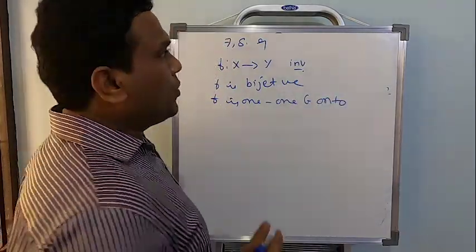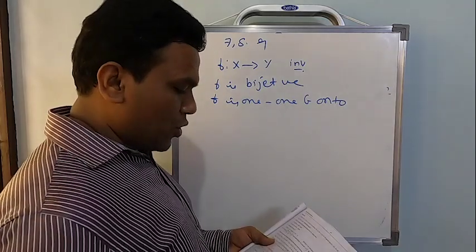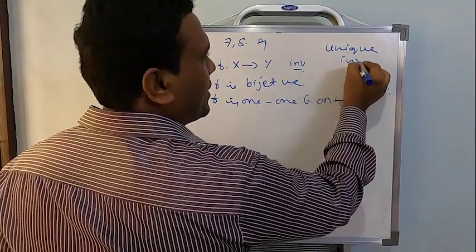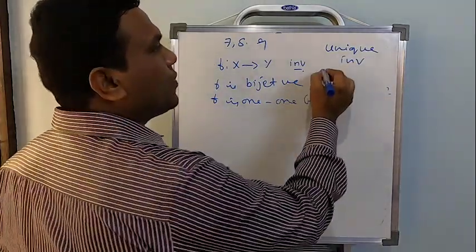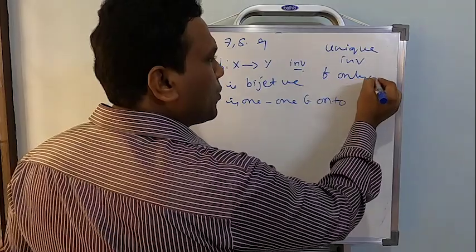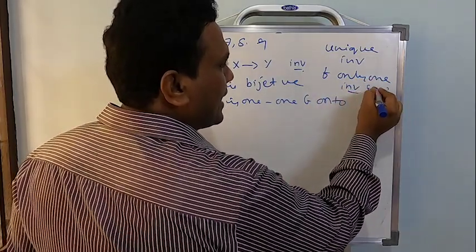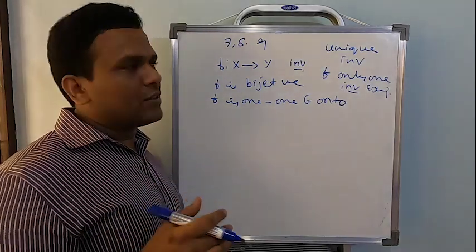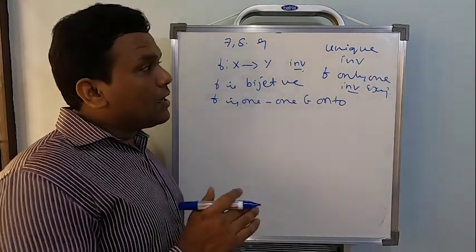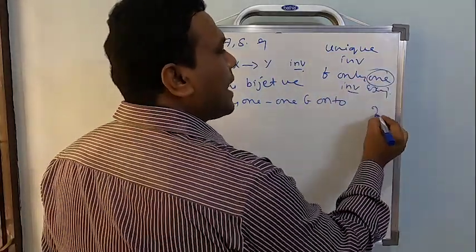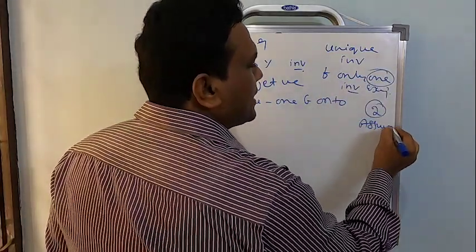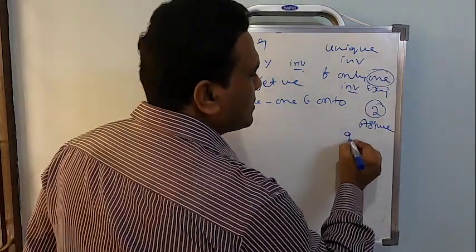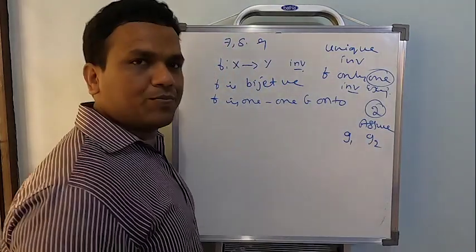Correct. Now they said that finally show that f has unique inverse. Show that f has unique inverse. Meaning for f only one inverse exists. Only one inverse. Okay. A function cannot have more than one inverse. That is the meaning of the statement. Now to show it, I will actually assume there exist two inverses. Okay. So let me name these two inverses as g1 and g2.